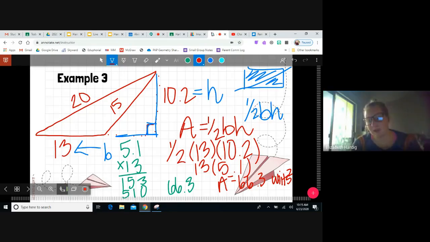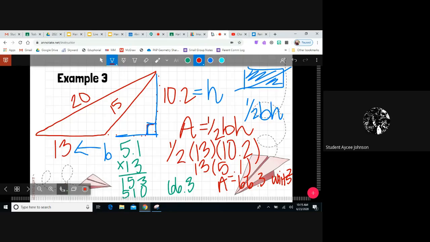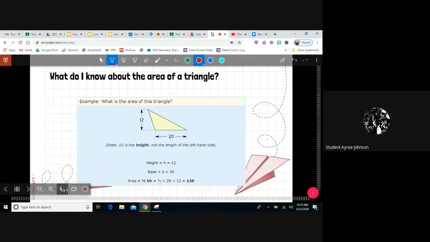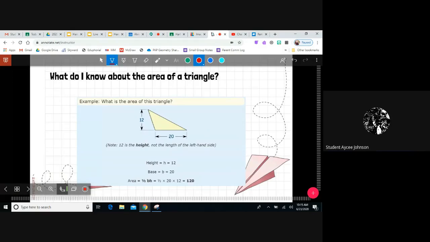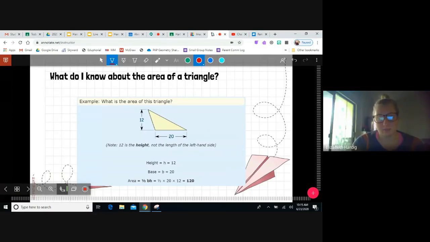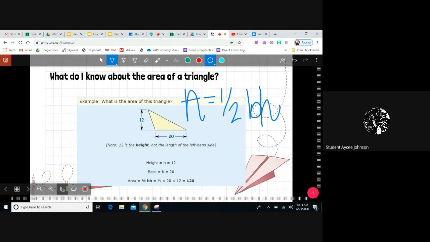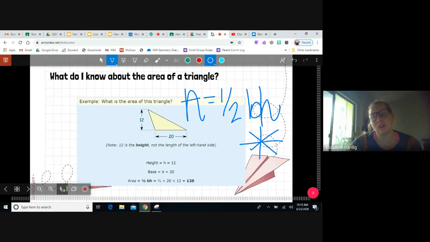Are there any questions about this? So this is just a kind of an example of what we were just doing. So we take the base, we multiply it by the height, and then we take 1/2 of it. The most important thing to remember is our formula is 1/2 length of base times the height. If you forget what this is, you're able to find it in the formula portion of a math class.